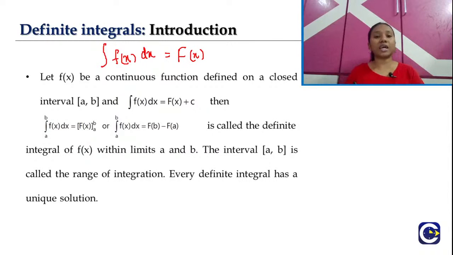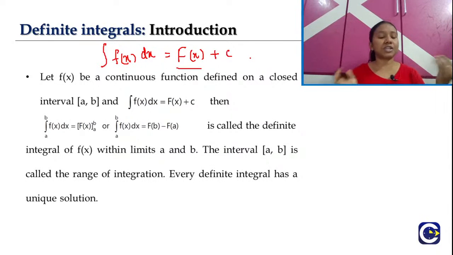We have seen in indefinite integrals that after integrating, a constant is added. If I have a function f of x and I want to integrate it, the result will be something like this: capital F of x, that is a function in terms of x, plus some constant c. This is our general indefinite expression.